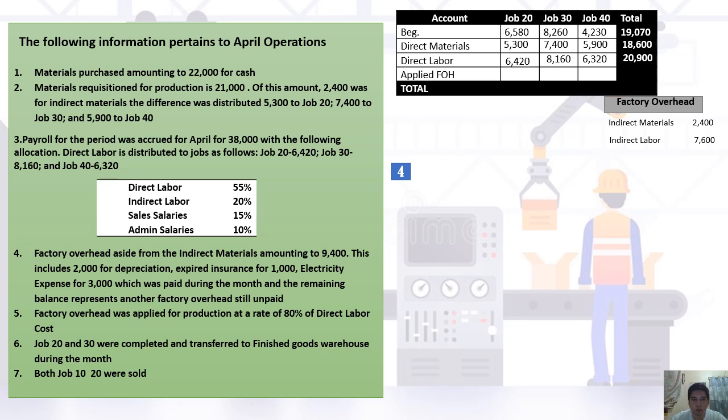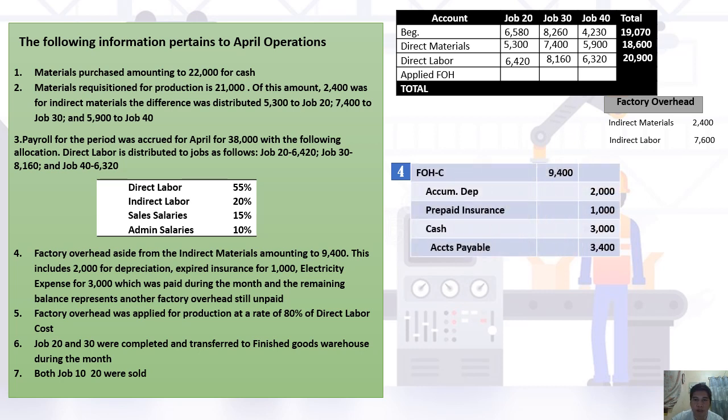So based on number 4, factory overhead aside from indirect materials amounting to 9,400. So this includes 2,000 for depreciation, expired insurance for 1,000, electricity expense for 3,000 which was paid during the month, and the remaining balance represents another factory overhead still unpaid. So, ilagay lang natin. So, this will be our entry. So, debit daw tayo ng factory overhead control kasi aside from indirect materials at indirect labor, ito daw yung na-incur natin.